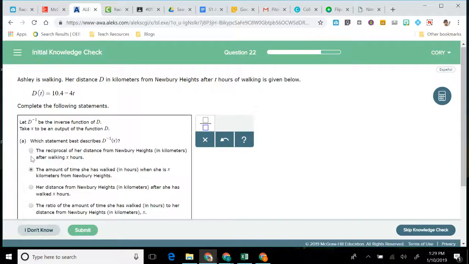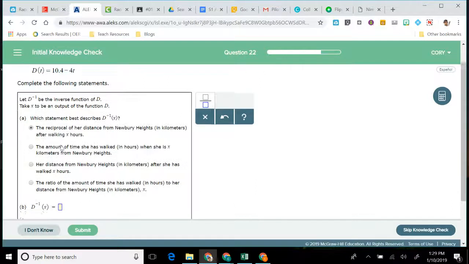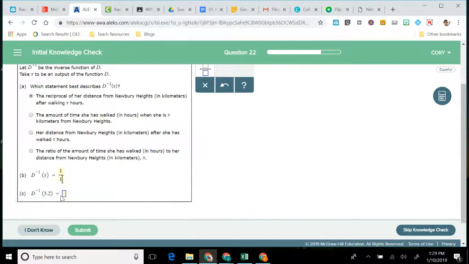Or, I mean, it's reciprocal. Is inverse reciprocal? I don't think it is necessarily. Might be though. Let's go with that. Well, not x. Well, yeah, that would be x. All right. So it'd be 1 over. Let's go with the reciprocal. 1 over 10.4 minus 4t. And then 5/2 would be 1 over 4 times 5.2 is 20.8, so negative 10.4. Not sure about that. Oh, it's an x.